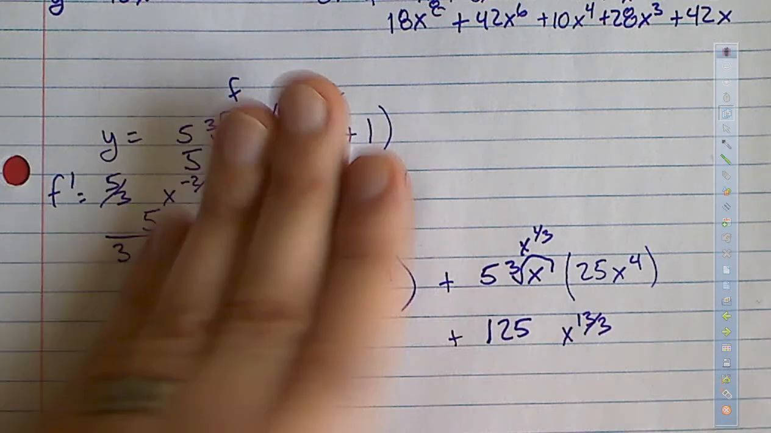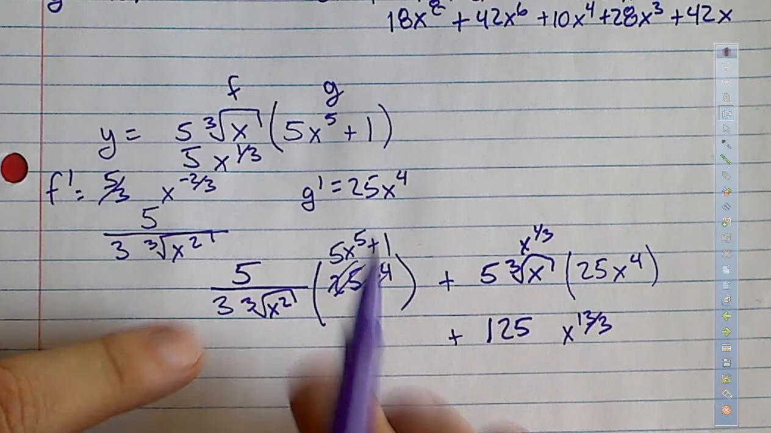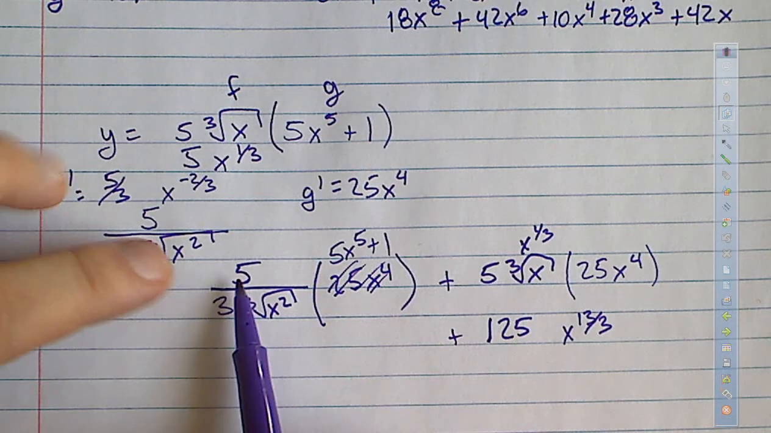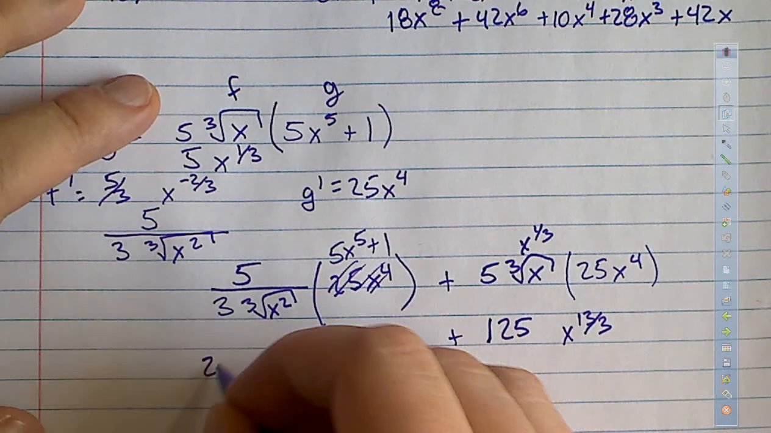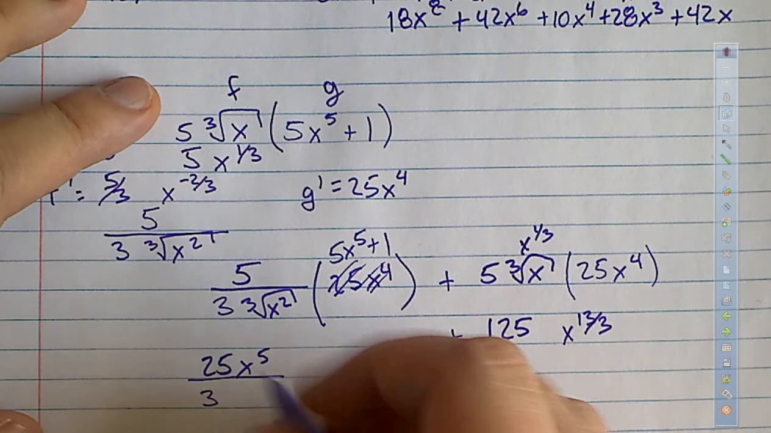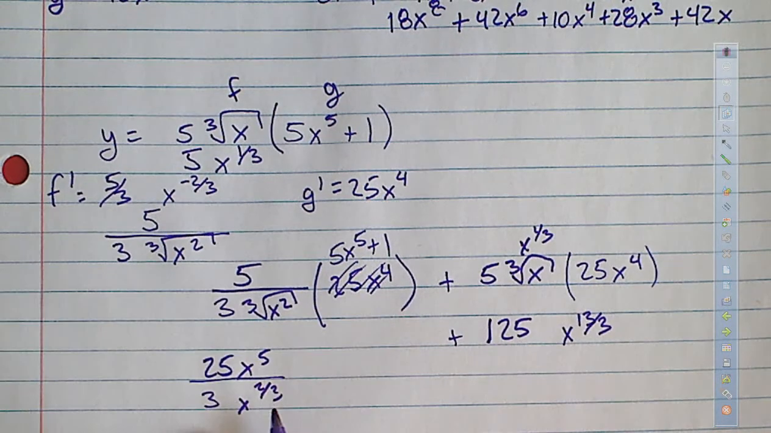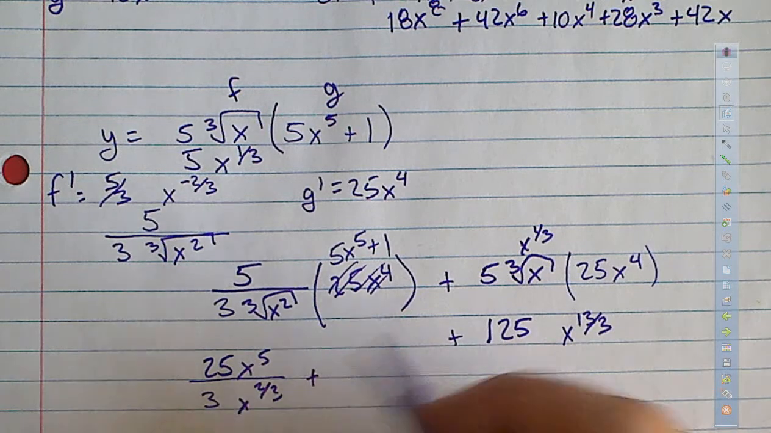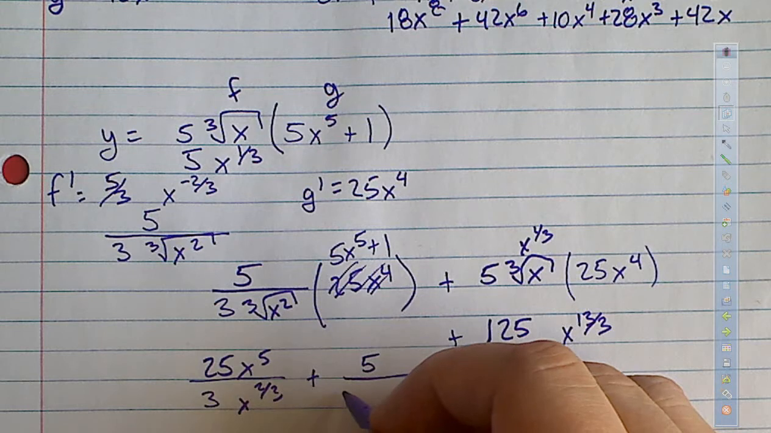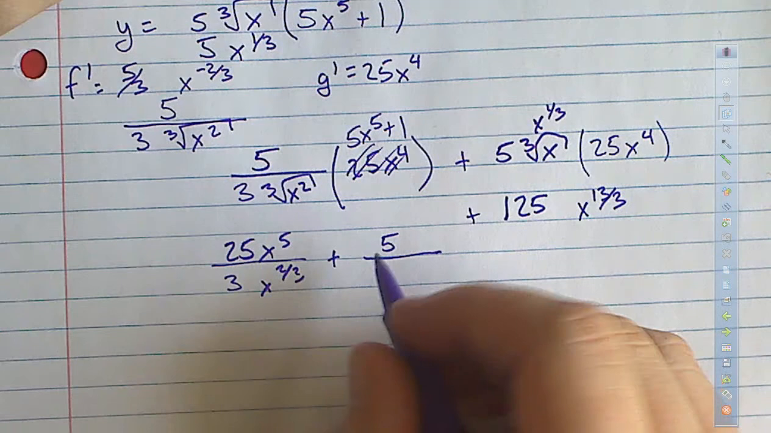Over here, we're going to have to distribute this to both things inside the parentheses. So this is going to become 25x to the 5th divided by 3. And I'm going to change this back to x to the 2/3 power for the next step after this. Plus, and then this is going to be 5 over 3 times x to the 2/3.